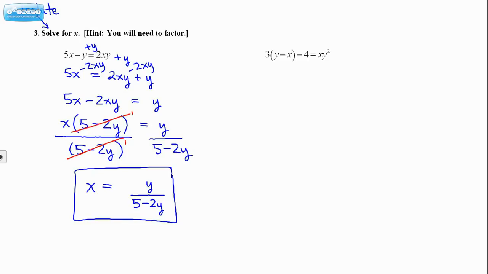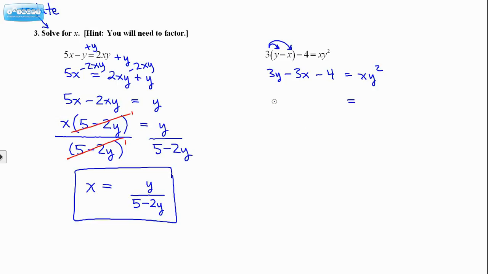Let's do another one. Again, we want to solve for x. I have an expression here on the right containing an x. This has nothing to do with x, but I have an x kind of buried within this set of brackets. So I'm going to use the distributive law. So I get 3y minus 3x minus 4 equals xy squared. Okay, so the goal is still to solve for x. So I'm going to collect all the terms that mention x on one side and all the terms that have nothing to do with x, put them on the other side.